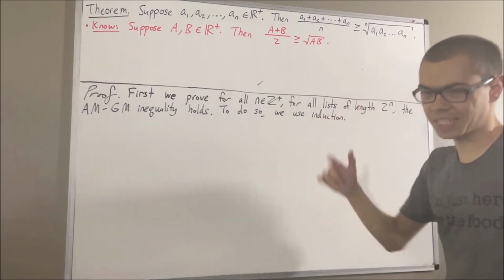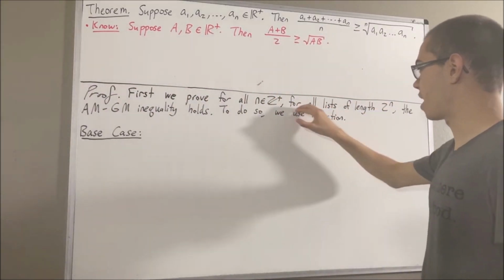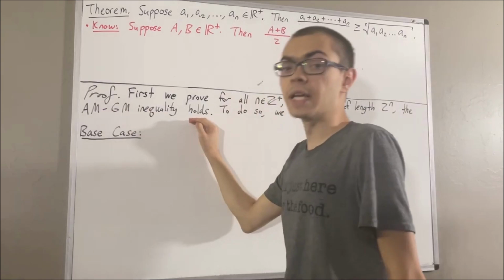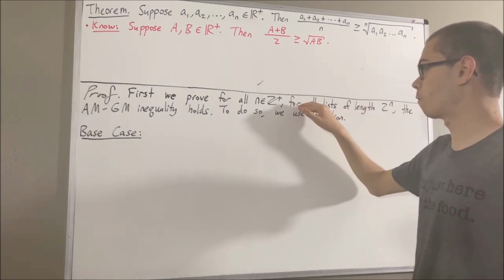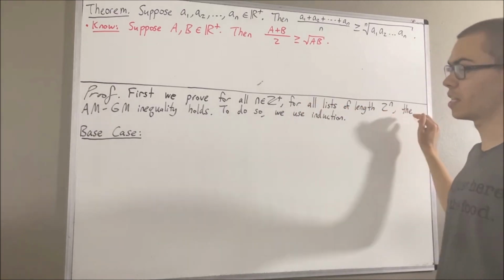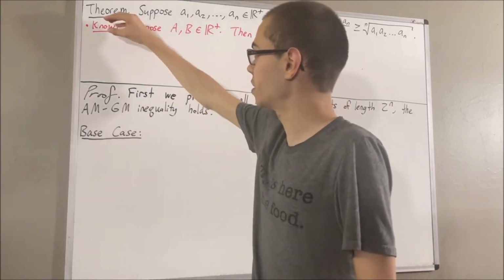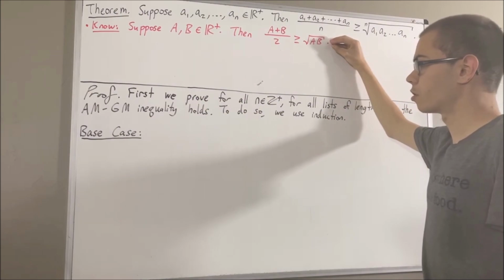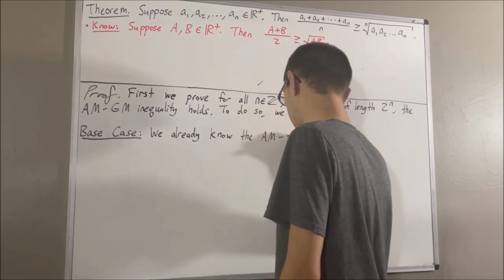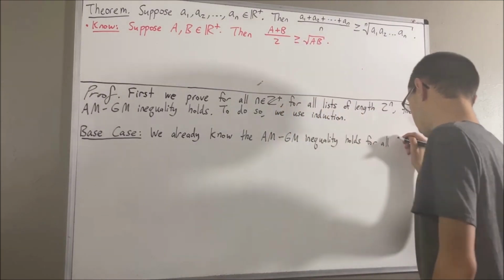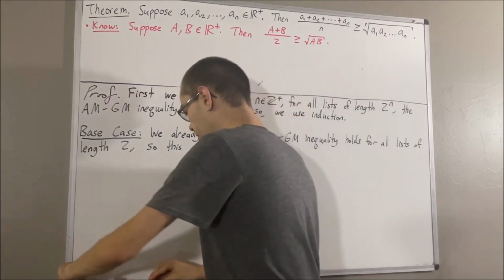So let's start with the base case. In the base case, we're trying to show that this is true in the case where n is equal to 1. So really, we want to show for all lists of length 2, the AMGM inequality holds. But that's precisely what this fact tells us. So the base case is already done. So this completes the base case.